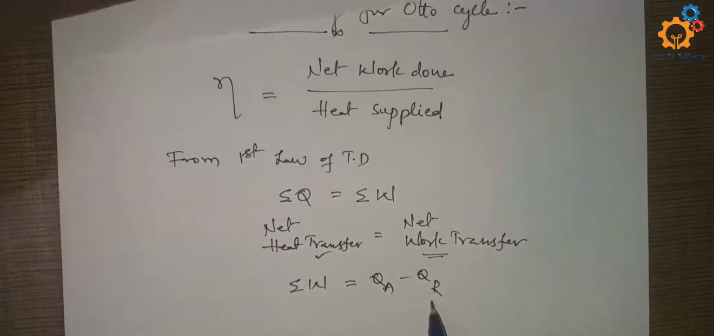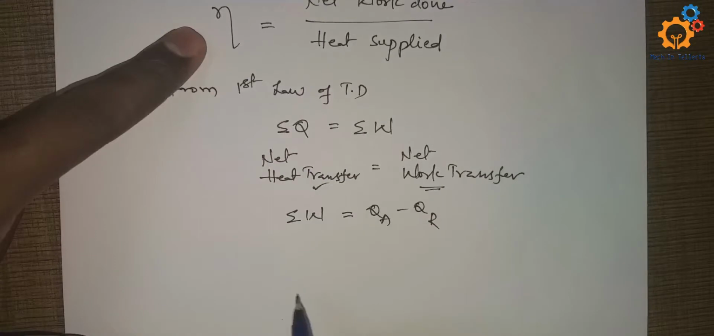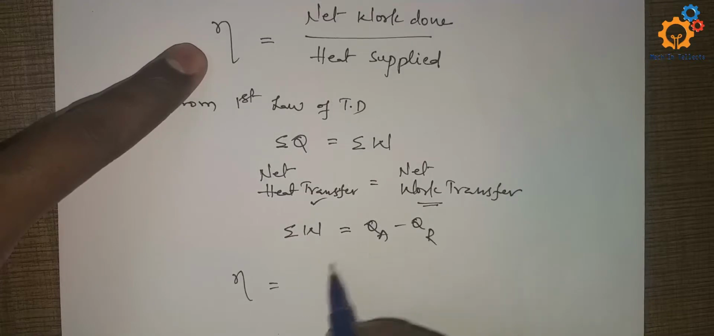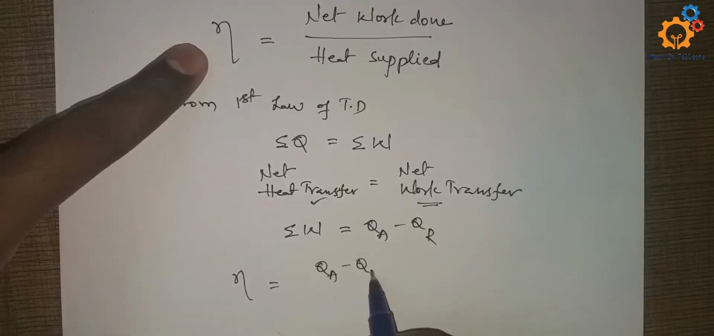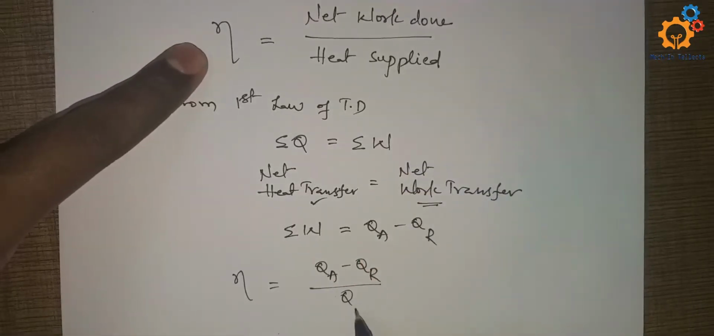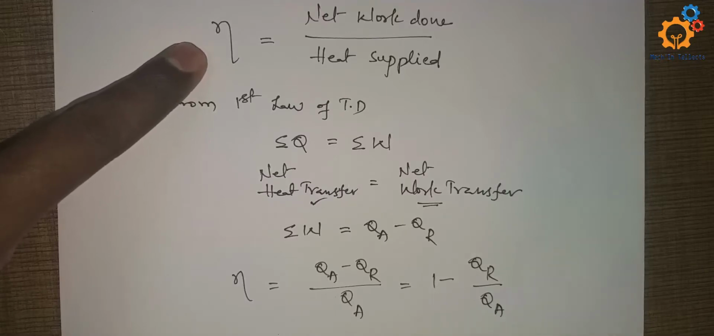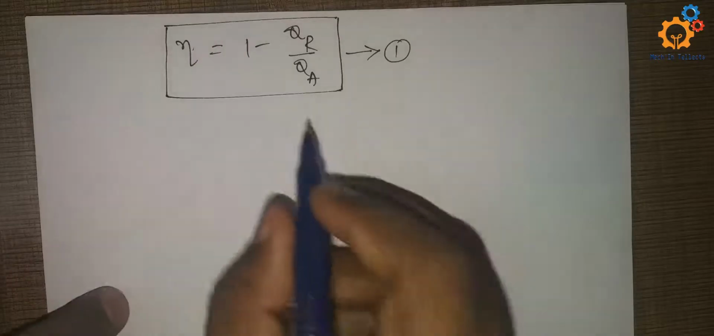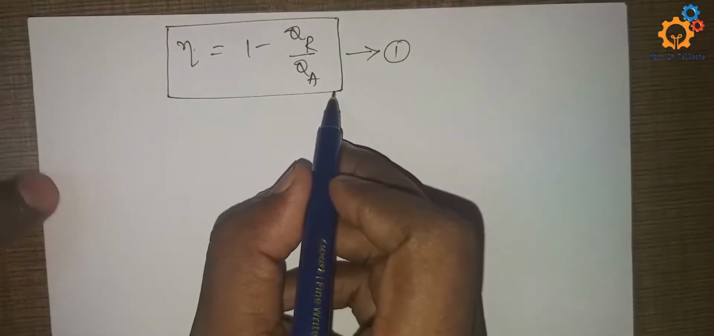Okay, so now efficiency can be written as efficiency is equal to net work done, means QA minus QR by heat supplied, that is QA. And from this I can write this as 1 minus QR by QA. Let us take this as equation 1. Okay, this is our efficiency equation.